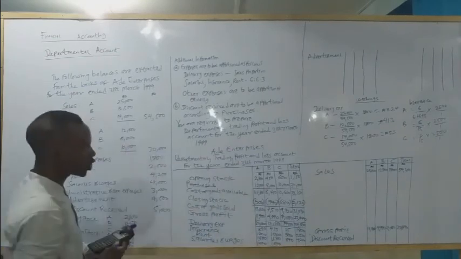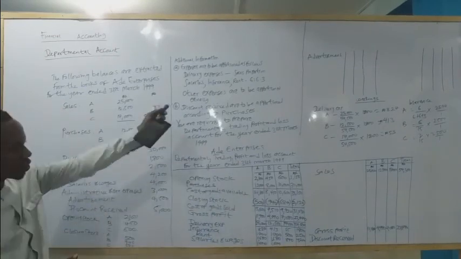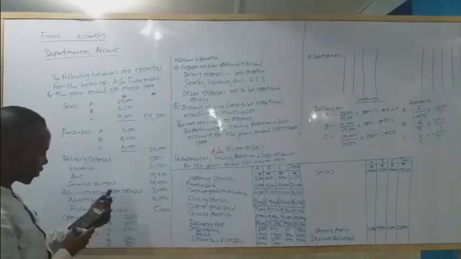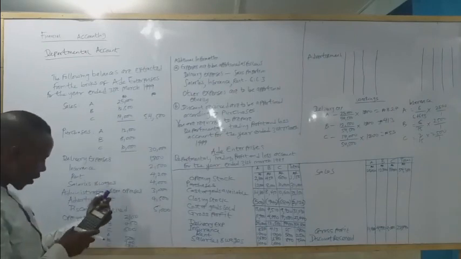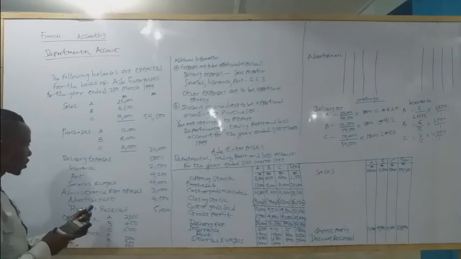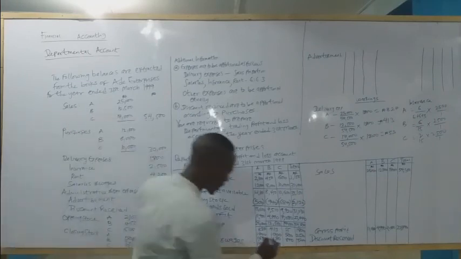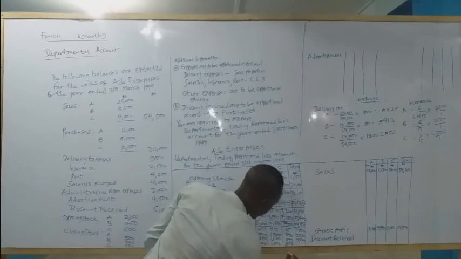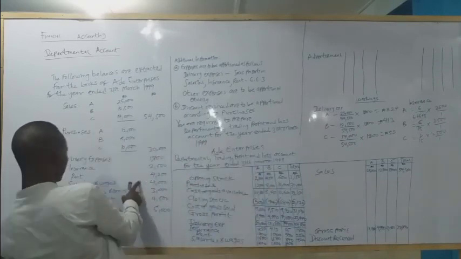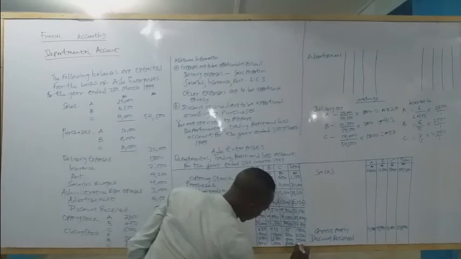Since they are of the same ratio, 6 out of 6. Then we have 3. So we have 3 divided by 15 times what? 4,000. So that will give us what? 800. All the 3 gives us what? 4,000 in total.